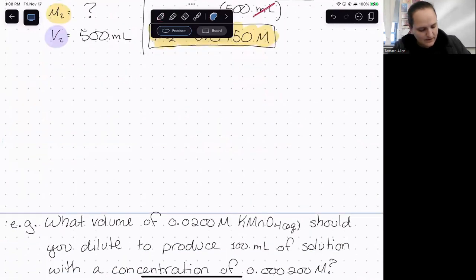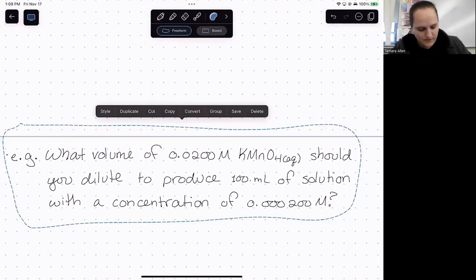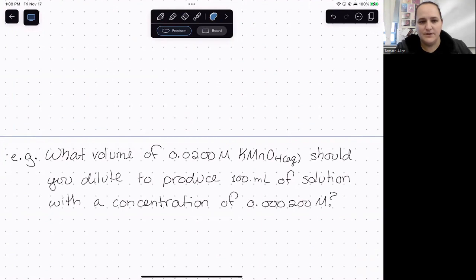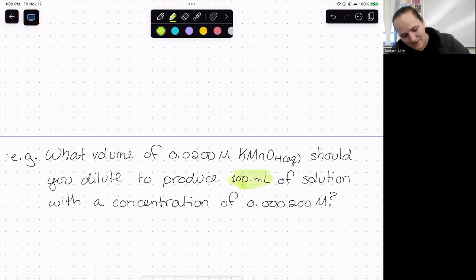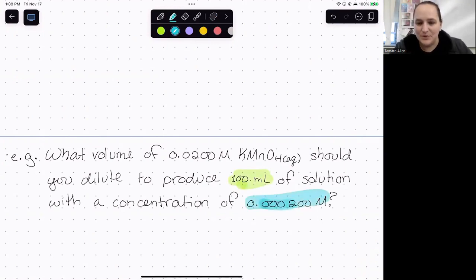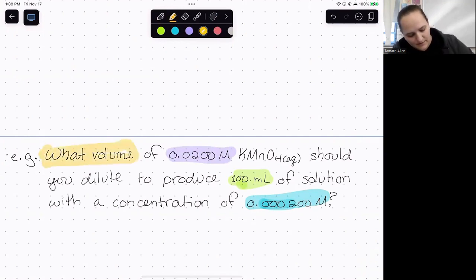One more example to take a look at is, again, a more real-world application. Usually you have a target in mind of what is the thing that you want to create. In this case, we are looking to create 100 milliliters of this 0.0002 molar concentration after our dilution. Before our dilution, we are starting at 0.02 molar, and we are looking for what volume do we need.